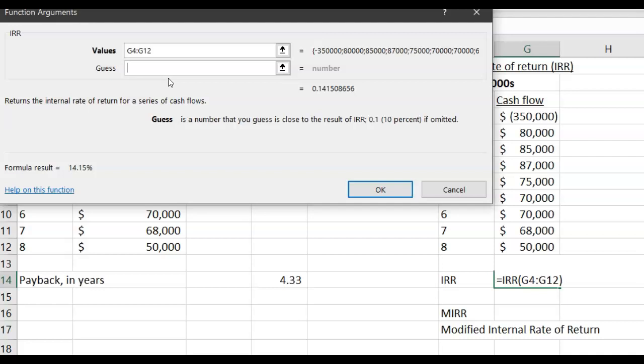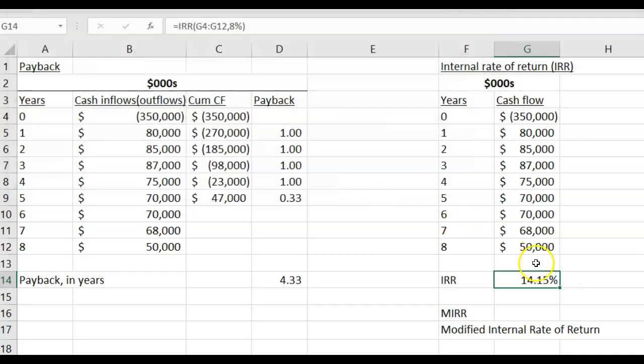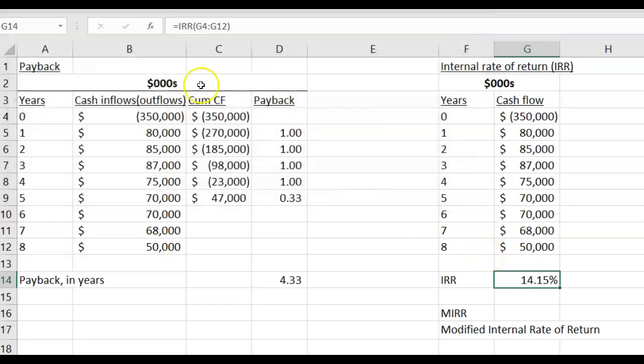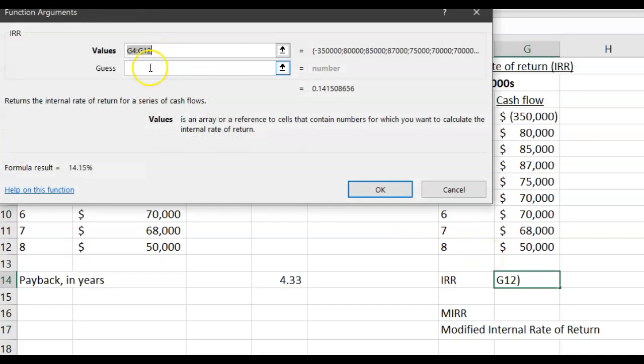Now, if you're given a problem with a net present value and say the net present value was 8%, I would put that in as the guess. But quite frankly, the answer won't change, at least for the kinds of problems we'll see, whether you include it or not. So I'm going to put in 8% and I get 14.15. Now, if I call that back up and remove it, you'll see that it's still 14.15. Okay, just something to keep in mind. I'm going to put that 8% in here.